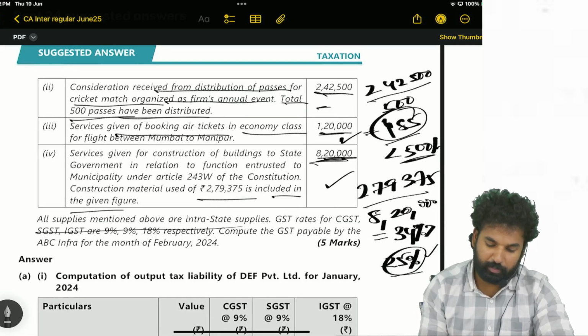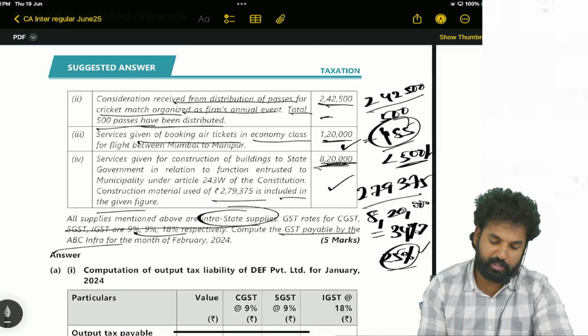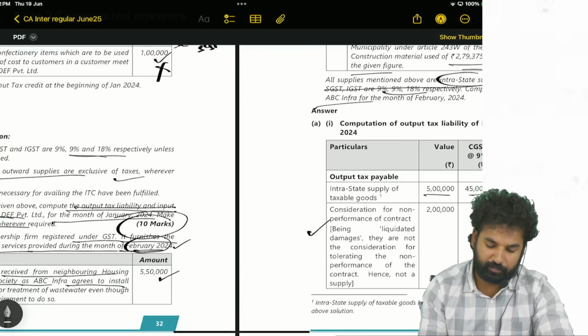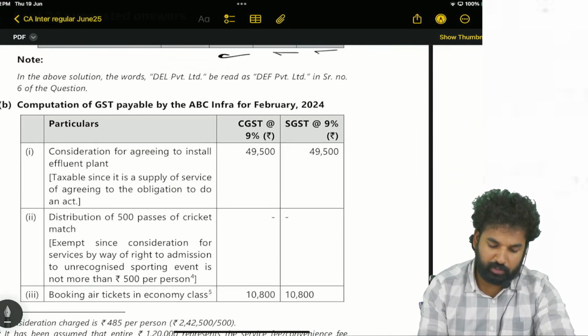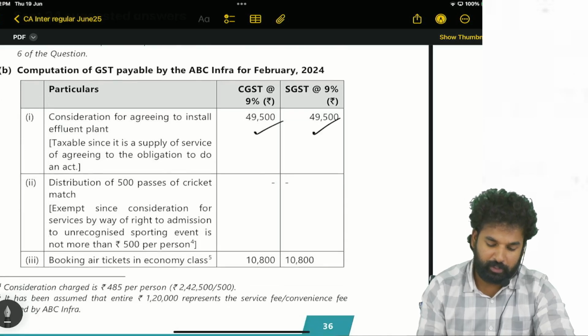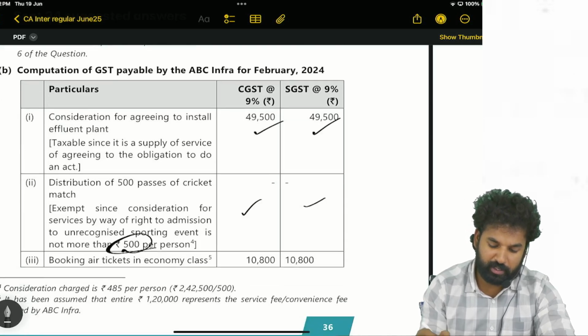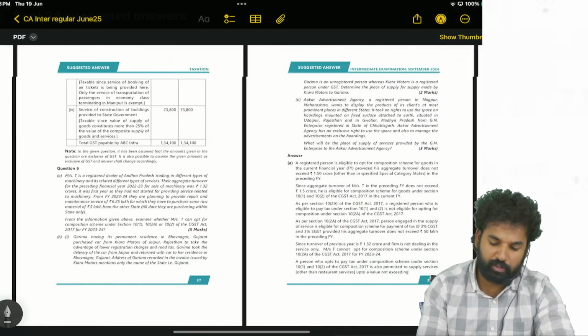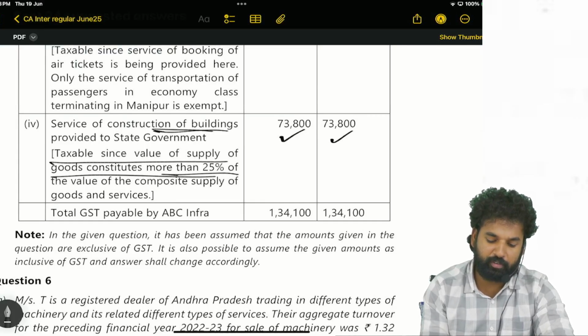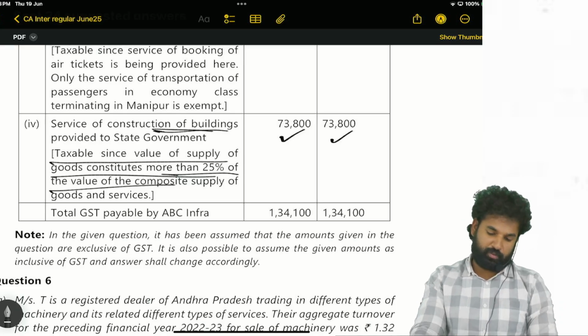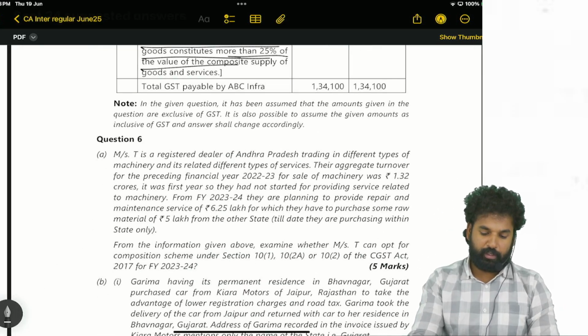All the supplies are intrastate supplies. Rates are 18%, GST payable by ABC Infra. These are all outward supplies, no inward. So the first one is taxable. The second one is not taxable as it is less than 500 per person. The next one is taxable. And the last one, construction of building, is also taxable, since the value of the supply constitutes more than 25% of the value of the composite supply of goods or services. Right? Next question, you see.